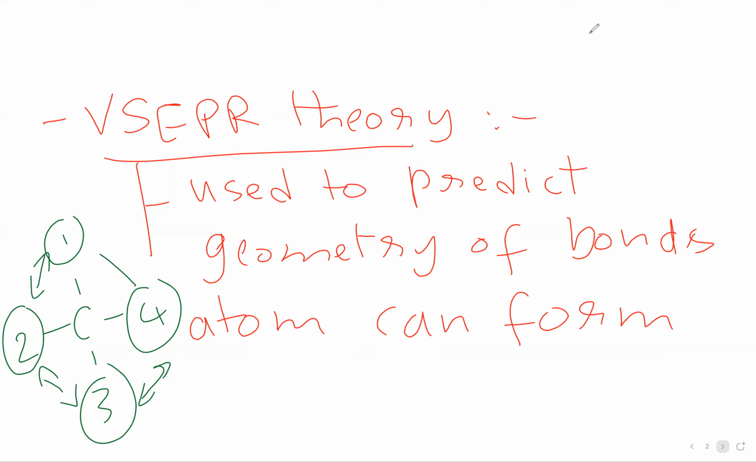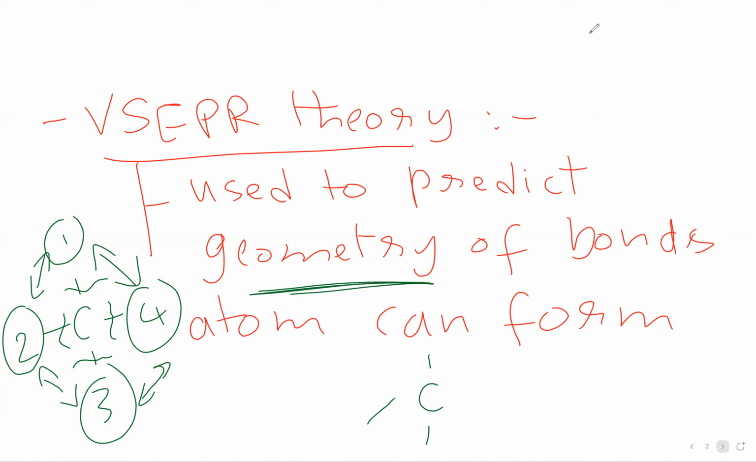But they cannot go loose from carbon either. They have to stay close to carbon, but far enough apart so that they are still attached to carbon. So what is VSEPR theory used for? It is used to predict the geometry of the atoms.